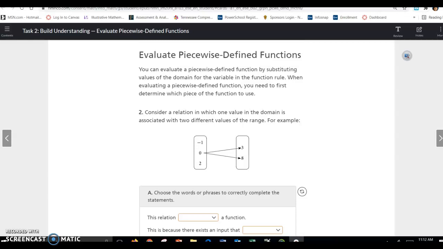You can evaluate a piecewise defined function by substituting values of the domain for the variable in the function rule. When evaluating a piecewise defined function, you need to first determine which piece of the function to use. Consider a relation in which one value in the domain is associated with two different values of the range. For example, look at the mapping diagram here. (0, 3) and (0, 8) would be ordered pairs from that mapping diagram. That would not be a function because 0 goes with two different numbers in the range.